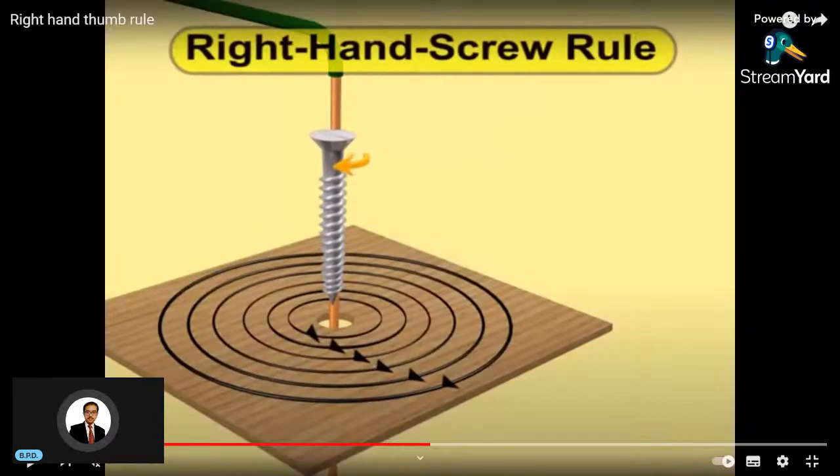That is also named as right hand screw rule or Maxwell screw rule, where it is explained as the direction of current flow with the movement of a right hand threaded screw.